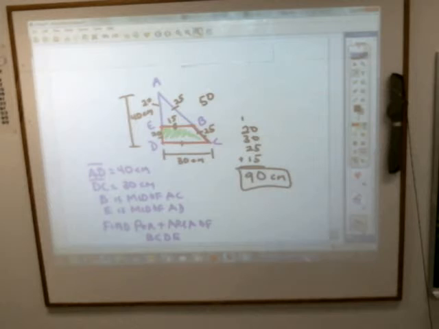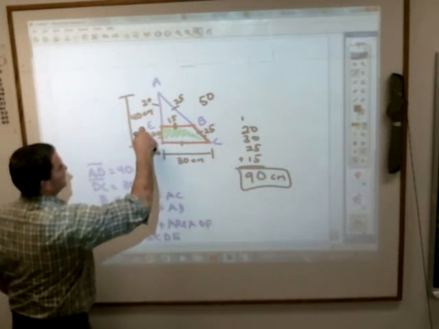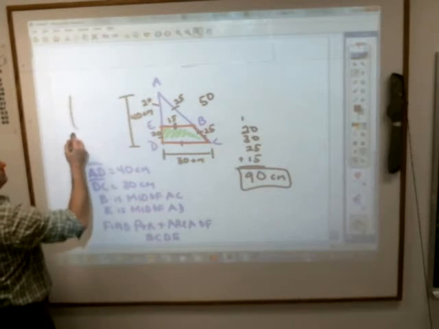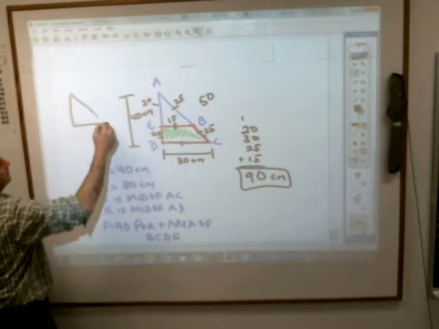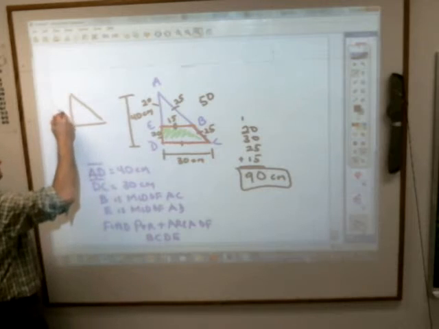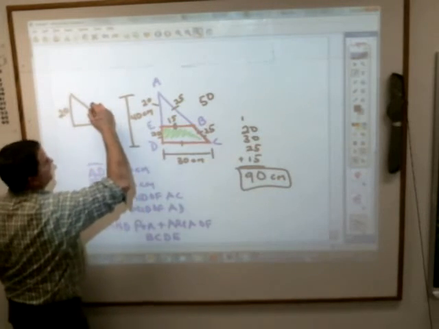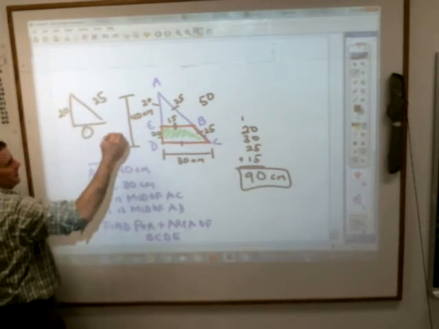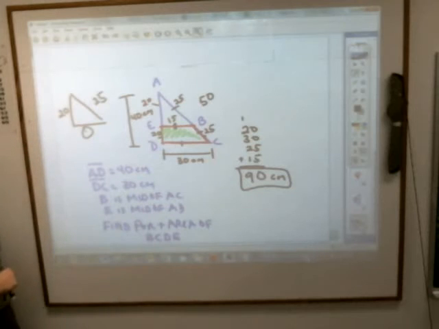Kendall? How did you get 15? Well, let's look at the triangle I was looking at. I'm going to redraw the small triangle right here. We knew this side was 20, right? We knew this side was 25, and I was looking for this side here. That's the one I said was 15.